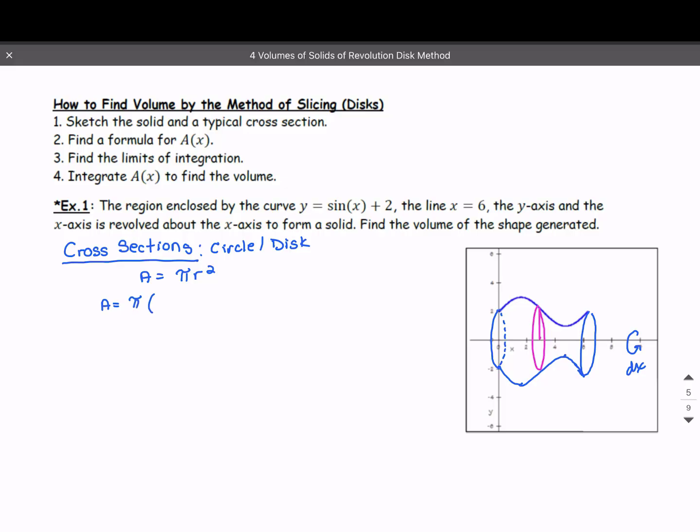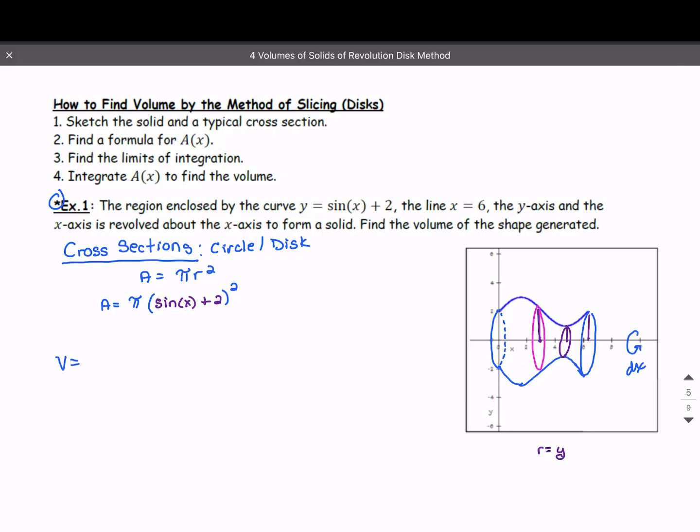What was the radius? This radius starts at the x-axis and goes up to the curve. It doesn't matter where you draw the cross-section. It's always from the x-axis up to the curve, which means the radius is the y value, which is sine x plus 2. And don't forget to square that, okay? Notice the circle, it's a calculator problem. Do not square that out.